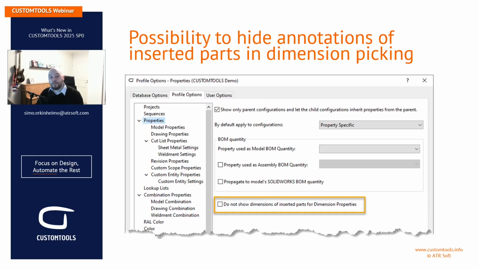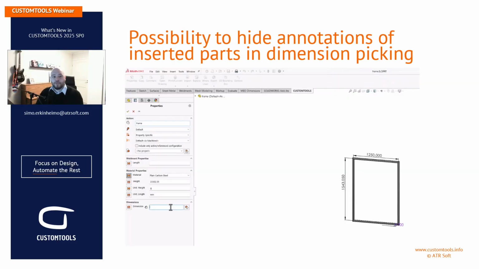So I would recommend enabling this new option for those whose design processes involve skeleton modeling. Do not show dimensions of inserted parts for dimension properties. It will make the dimension picking a bit less tedious for that type of modeling.